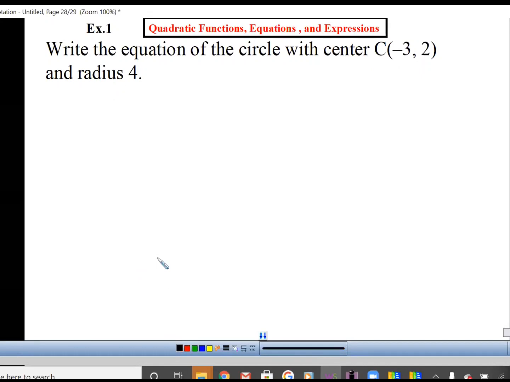So the first thing we do is write our standard form of equation, which is parentheses x minus h, close parentheses squared, plus parentheses y minus k squared equals r squared. Right now you're just paying attention. I'll have you copy at the end. Next, we're going to label the information that they give us. What do they give us? The center. That means that the first number, -3, is h, and the number 2 is k.